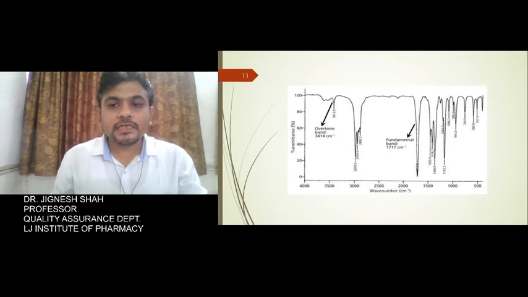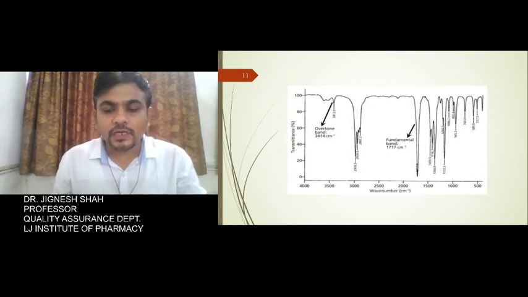Now, this is an example of a spectra which has been shown here. If you see the spectra, you can find that there are two different kinds of bands shown here. One is the overtone band, and the other one is the fundamental band. The overtone band is obtained around 3414 centimeter inverse, while the fundamental band is obtained around 1717 centimeter inverse. On the basis of this, it can be noted that the overtone band is twice the centimeter inverse of that of the fundamental band of a particular functional group.